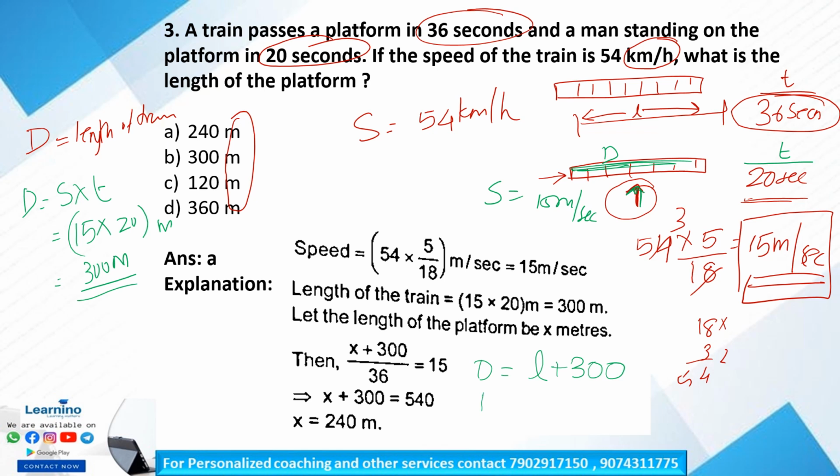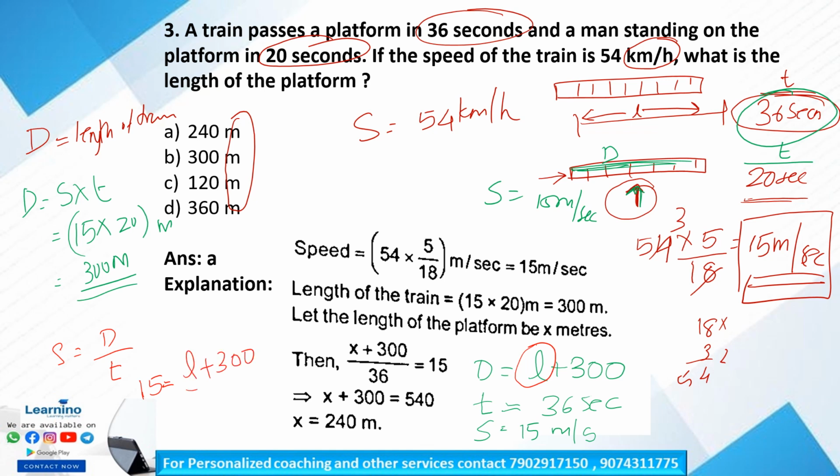The time taken by that train to pass the platform is given as 36 seconds. So time is equal to 36 seconds. Speed of the train is 15 meter per second. So we have to find the value of L. Speed is equal to distance by time. So 15 is equal to distance, what is distance? L plus 300, divided by time 36 seconds.